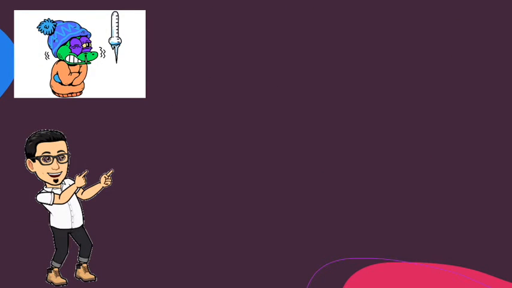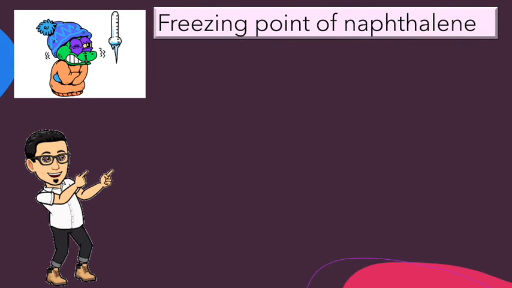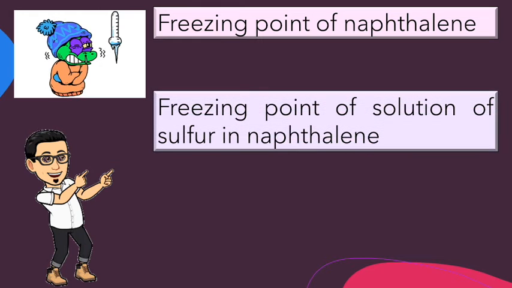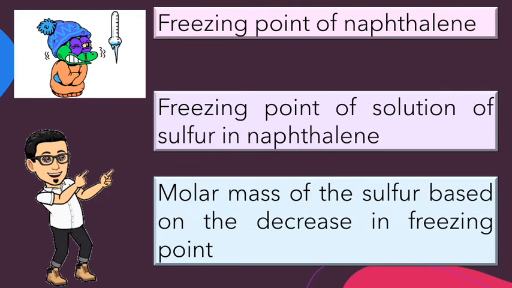In this experiment, you will determine the freezing point of pure naphthalene and the freezing point of a solution containing a weighed amount of sulfur in naphthalene. You will then determine the molar mass of the sulfur using the colligative property of freezing point depression.